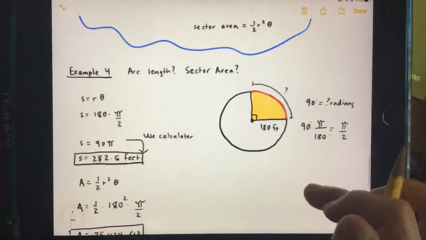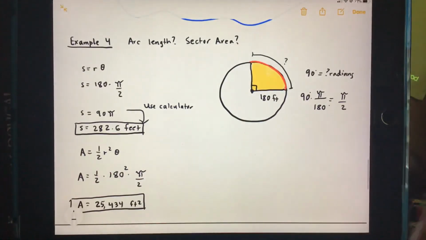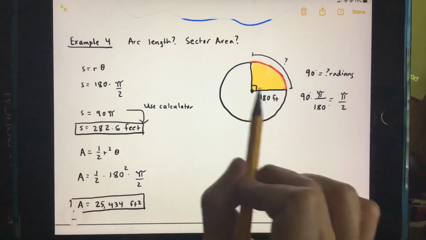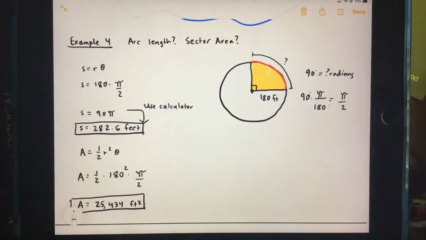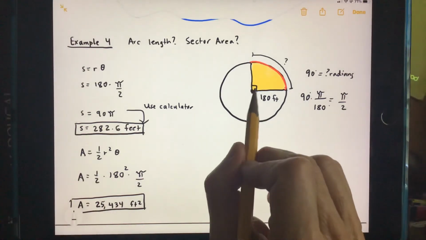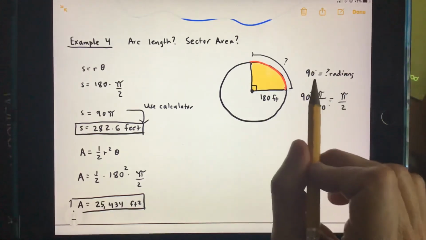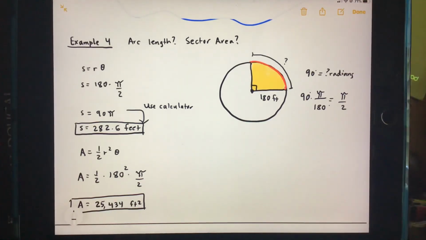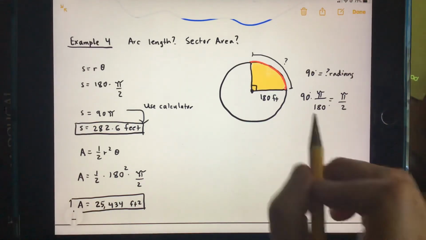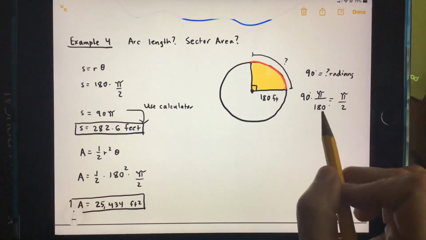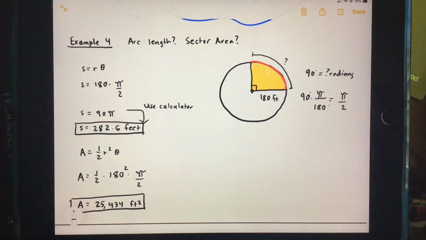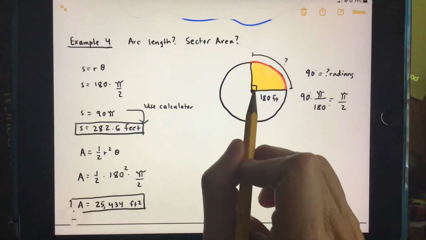All right, example 4, we're asked to find the arc length, and in your book it shows, I think, a baseball diamond, and there we're asked to figure out the arc length here and the sector area, the yellow area. So the first thing we need to do is realize that because this is a right angle, this is 90 degrees, and we're going to change that into radians because we need our angle measurement in radians in order to use the formulas for arc length and sector area. So changing 90 degrees into radians, I'm going to multiply by pi over 180 degrees. I want the degrees to cancel out. That's why I'm putting the pi on top and 180 on the bottom. And that's going to give me pi over 2. So this 90-degree angle in radians is pi over 2.